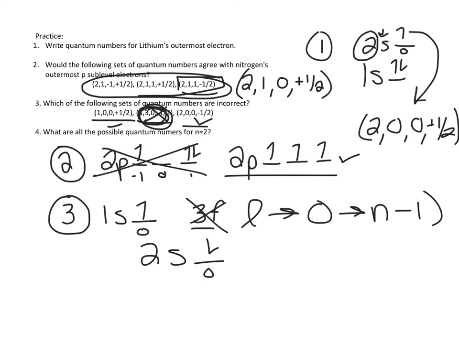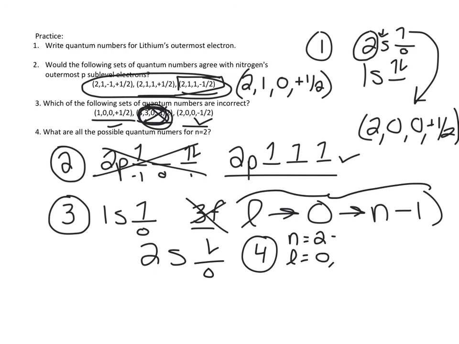Now for the last one, for number 4, it wants me to write out all the possible quantum numbers for n equals 2. So L, from this information right here, can range from anywhere from 0 to n minus 1. So since my n is 2, I could have 0, 1, and that's it. I can't go to 2 because my L always has to be 1 less than my n.